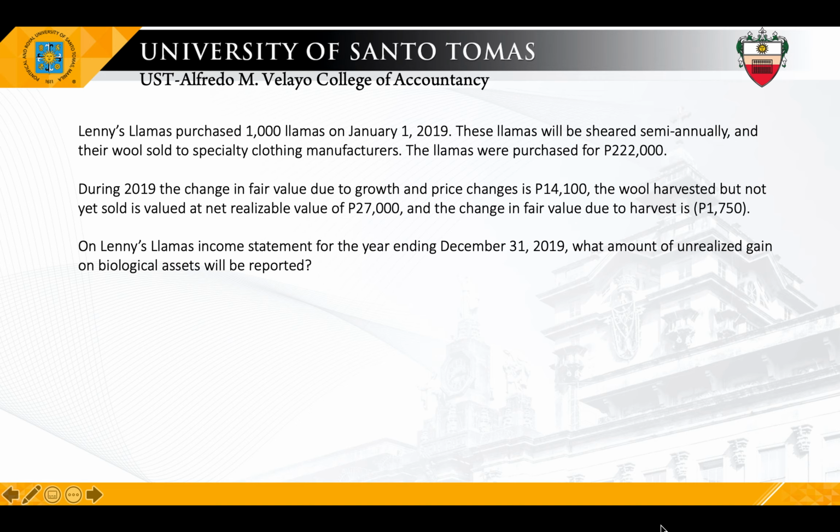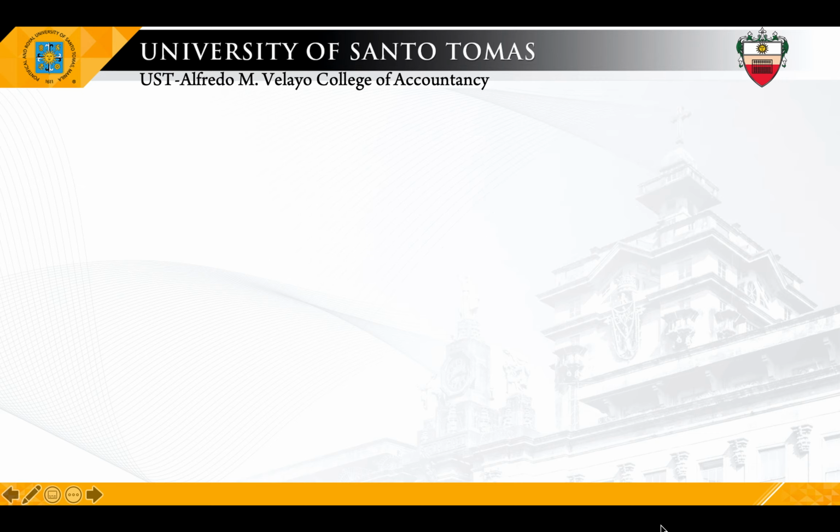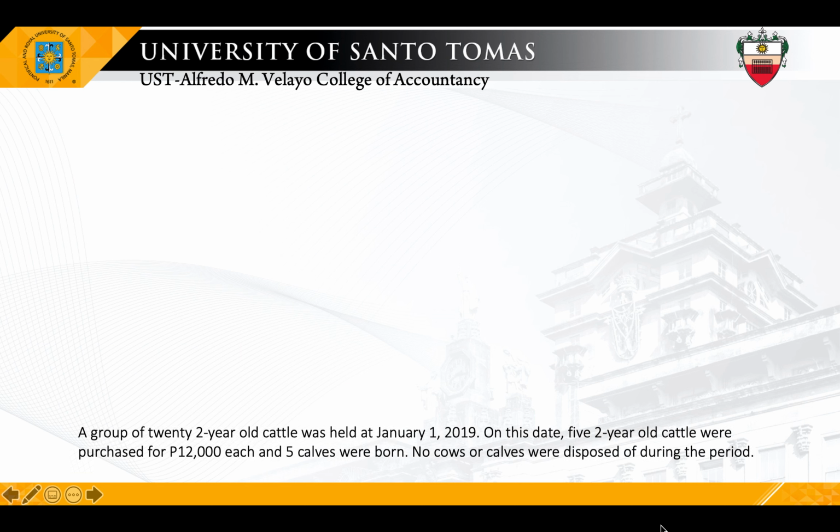So we'll just compare the change in fair value due to growth and price change of 14,100 and the change in fair value due to harvest, which is a decrease of 1,750, a net amount of 12,350. Okay, now for our last problem.